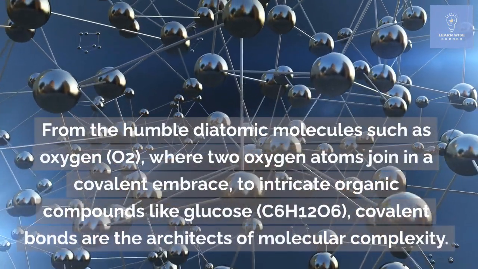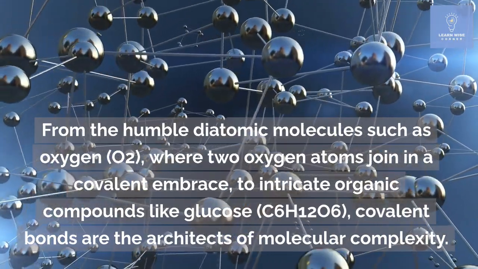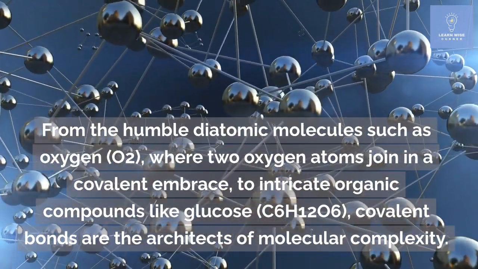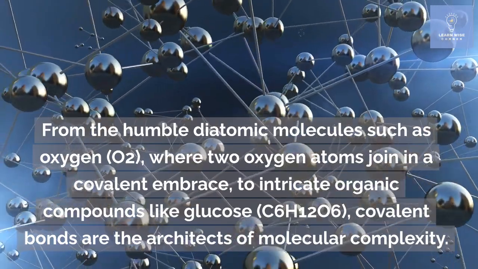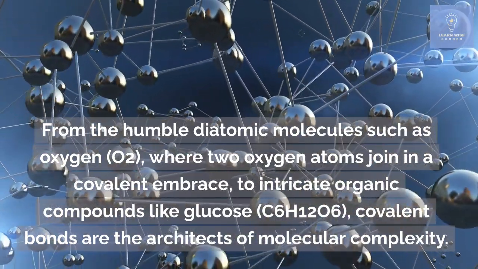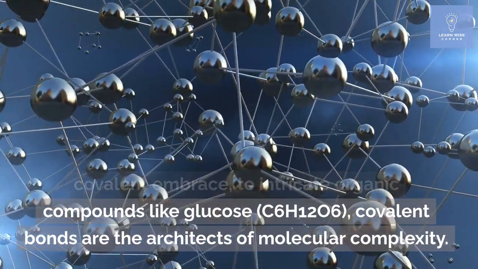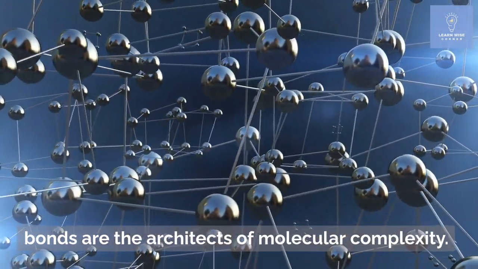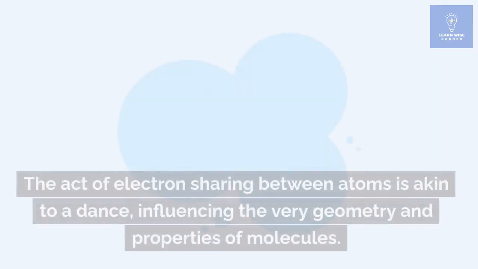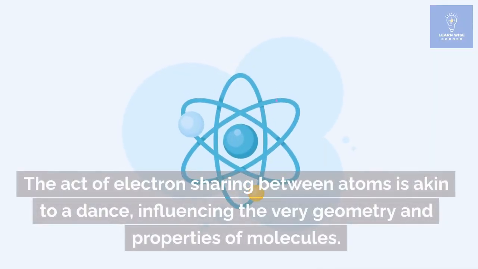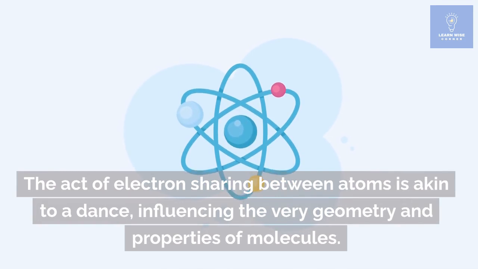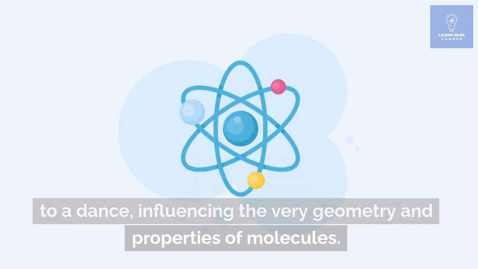From the humble diatomic molecules such as oxygen, O2, where two oxygen atoms join in a covalent embrace, to intricate organic compounds like glucose, C6H12O6, covalent bonds are the architects of molecular complexity. The act of electron sharing between atoms is akin to a dance, influencing the very geometry and properties of molecules.